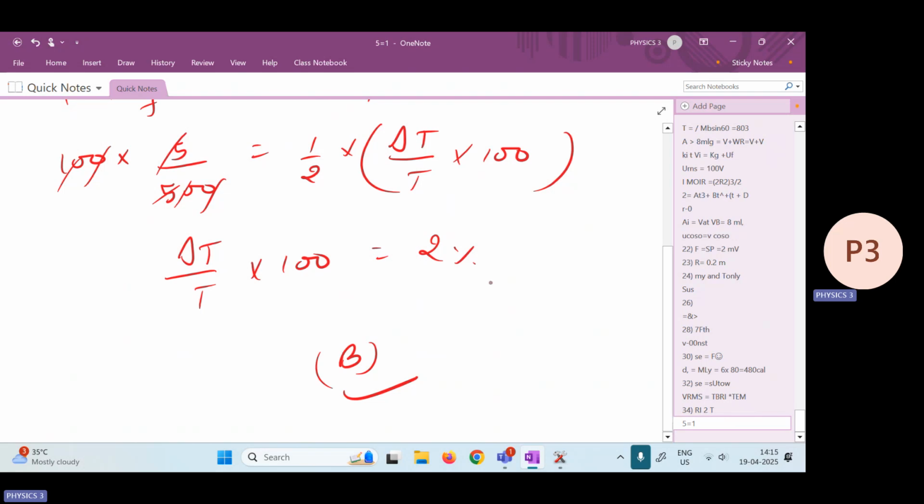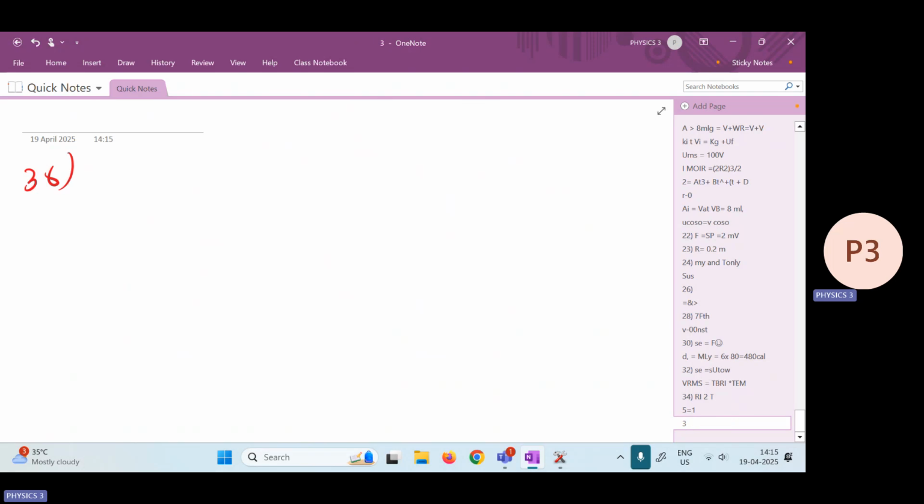Okay. Now let's go to the next question, the 36th question. We are given two rods of different materials having coefficients of thermal expansion alpha 1 and alpha 2 and Young's modulus Y1 and Y2 respectively, fixed between two rigid massive walls. The rods are heated such that they undergo the same increase in temperature.